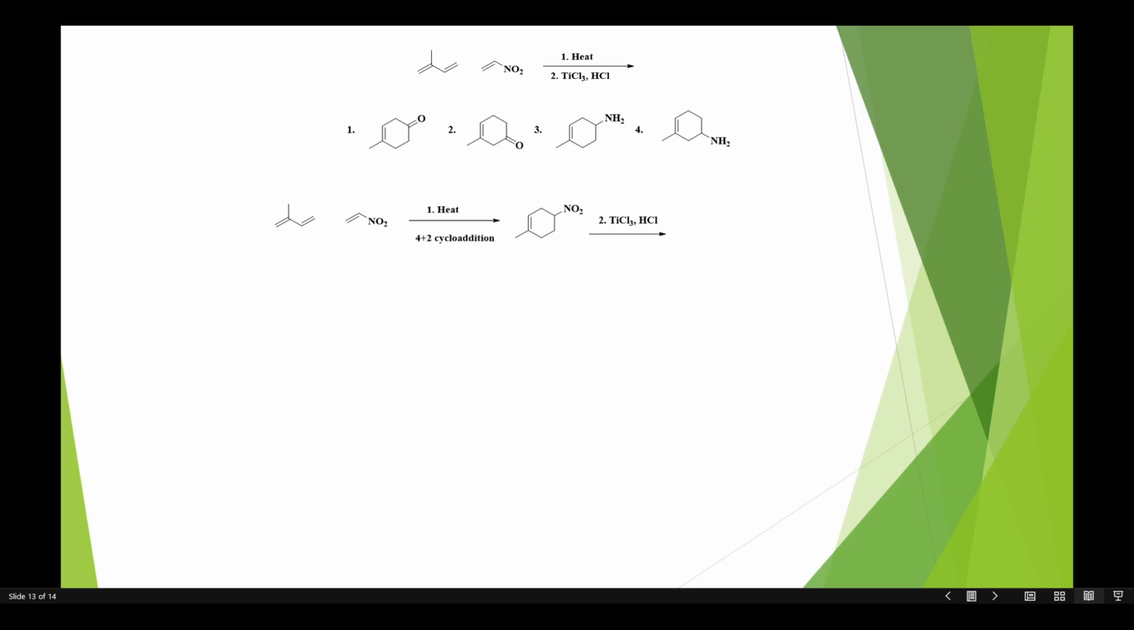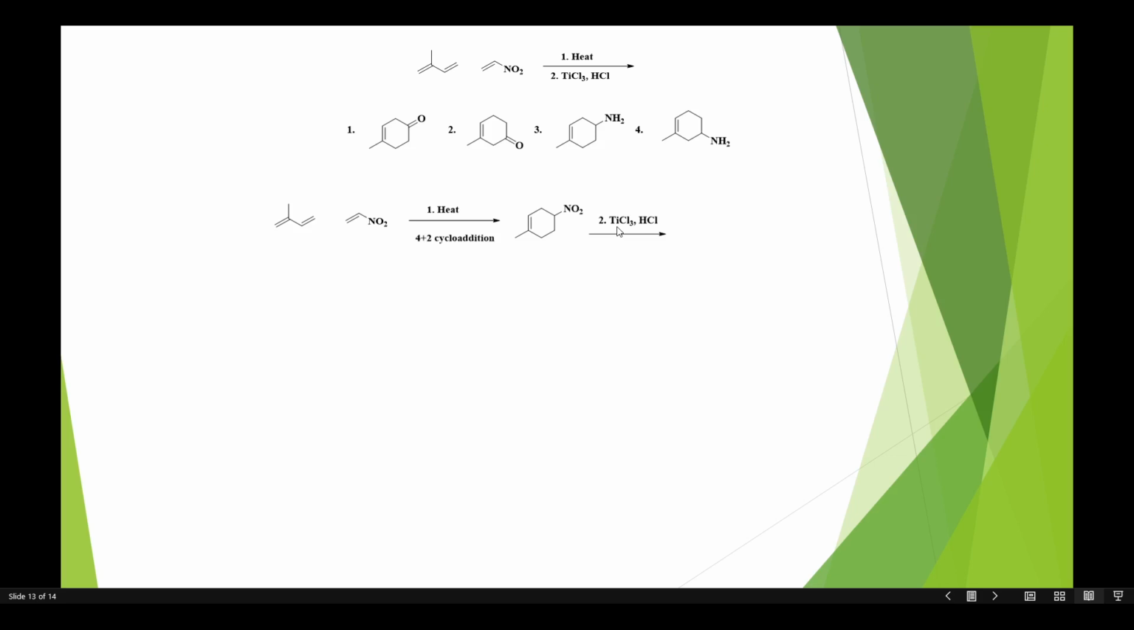Yeah, it is nothing but the Diels-Alder reaction. That's why these Diels-Alder reactions we call concerted reactions, and you get the formation of the six-membered ring. And after that, what will happen from this nitro group, which we call the aliphatic nitro group.